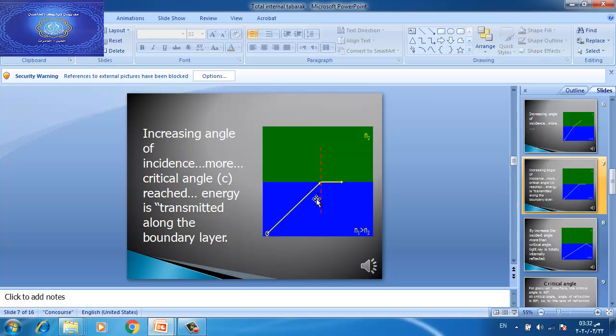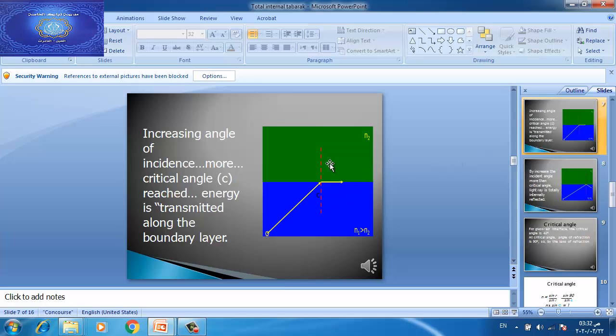So, the critical angle appears when the refracted angle equals 90 degrees. In this case, when the critical angle is reached, energy is transmitted along the boundary layer. When energy is transmitted along the boundary layer, it means the refracted angle equals 90 degrees. So total internal reflection starts when the light strikes the surface at normal incidence, with no refraction. By increasing the incident angle, the refracted angle also increases, till we reach the critical angle, where the refracted angle equals 90 degrees.